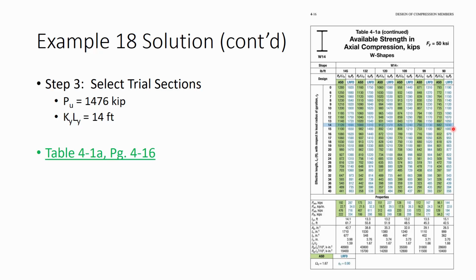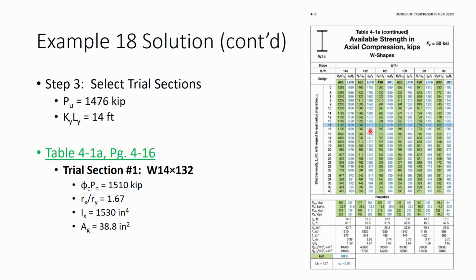So for instance, the W14 by 90 wouldn't work because it can only hold up 1030, whereas the load is 1476. The W14 by 99 wouldn't work. The W14 by 109, the 120 wouldn't work, but the 132 would, because it has a capacity of 1510 kips. So we'll say that our first trial section is going to be a W14 by 132. The reason I'm picking it is because it has a capacity of 1510 kips.